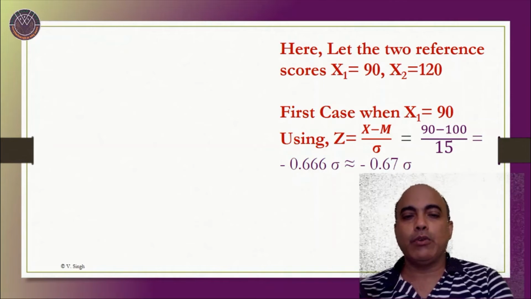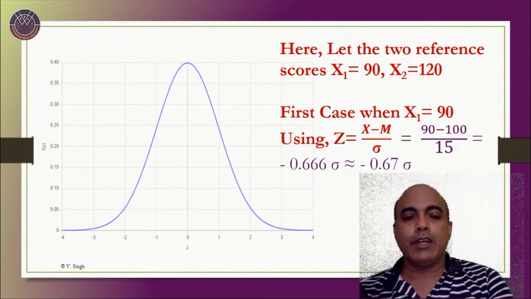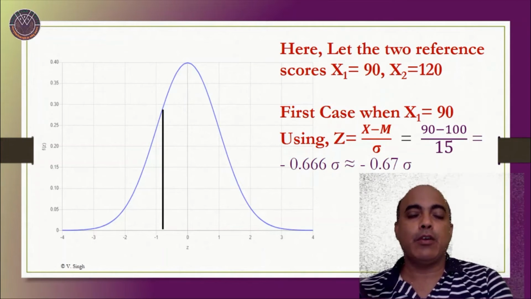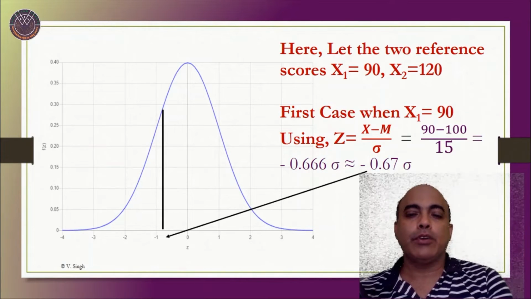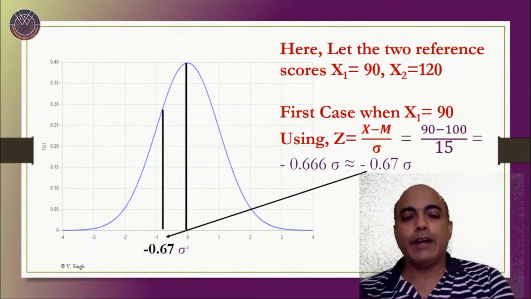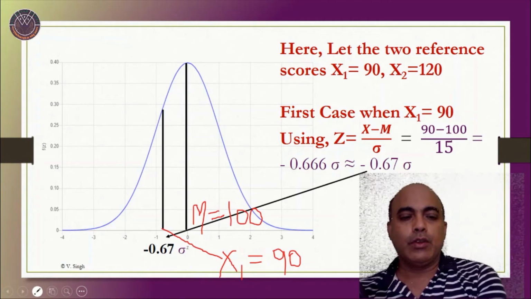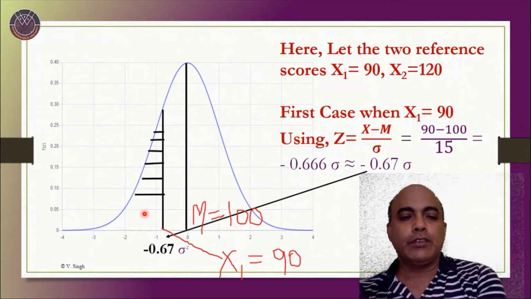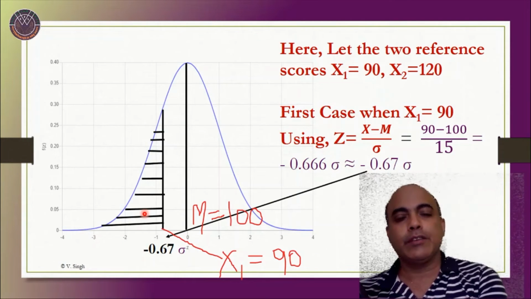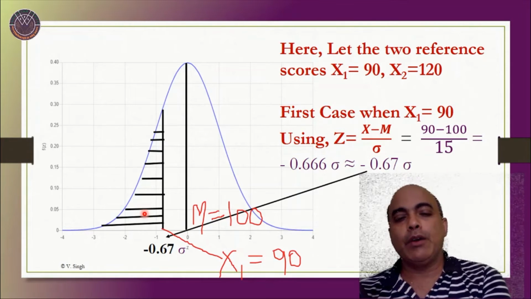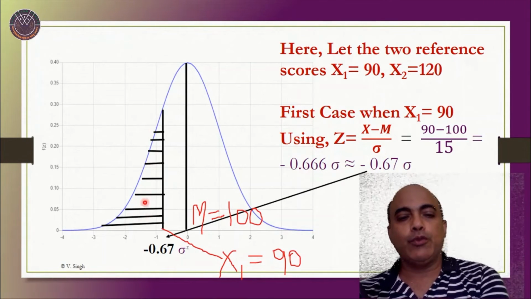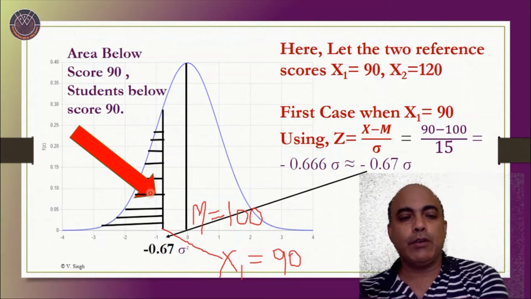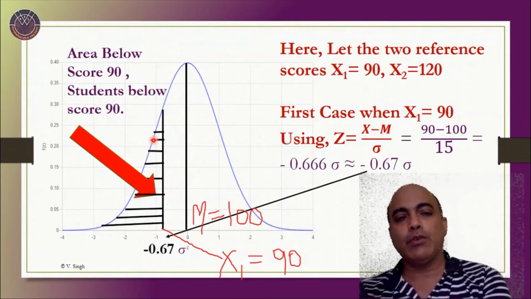So if we want to locate it on normal probability curve, we can see that this particular minus 0.67 will lie in the left hand side of the mean. This particular place, minus 0.67 value will lie. And we already know that the mean value is 100 and x1 is 90. So we have to get this particular value below this score of x1 equal to 90. So this shaded portion represents the students lying below the score of 90 or below the IQ level of 90. So we need to find out the number of students lying in this particular area.